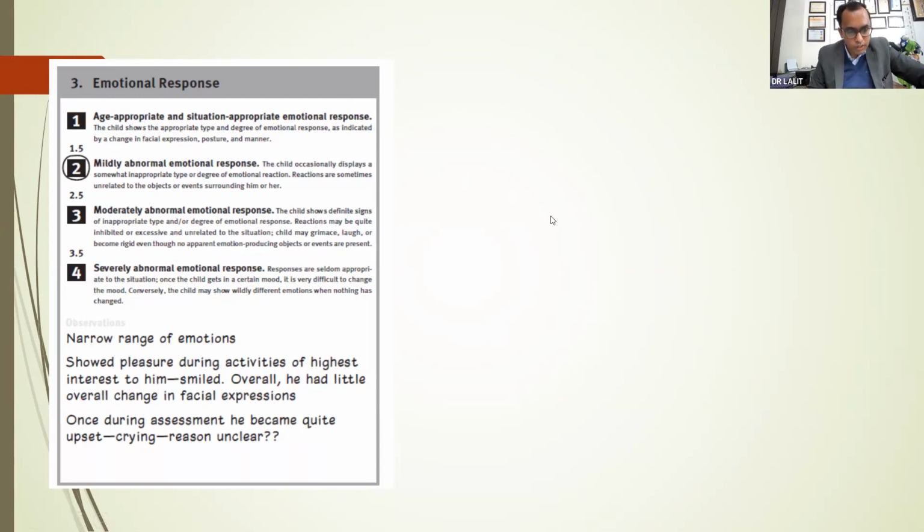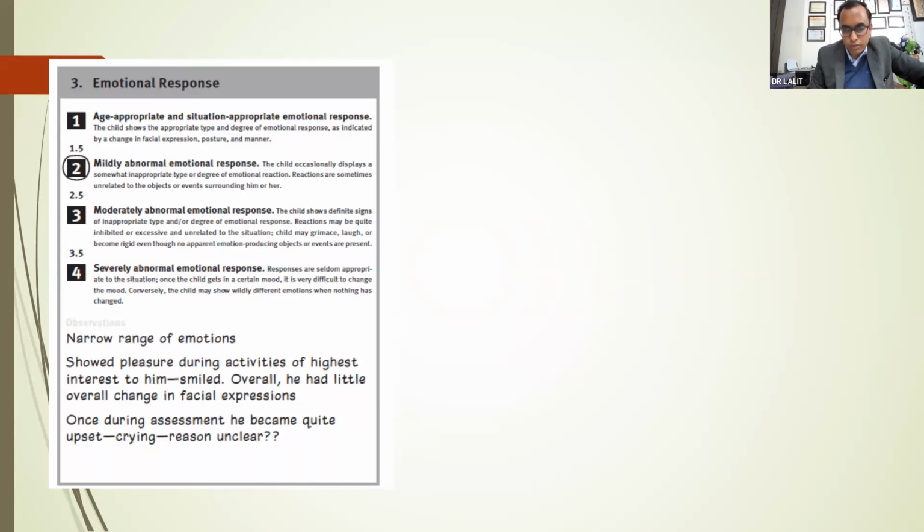So he started crying, and the reason for that crying was not clear. When we look into the scoring for this child, it comes out to be 2. What does the score of 2 say? Mildly abnormal emotional response. The child occasionally displays a somewhat inappropriate type or degree of emotional response. Reactions are sometimes unrelated to the objects or events surrounding him or her.